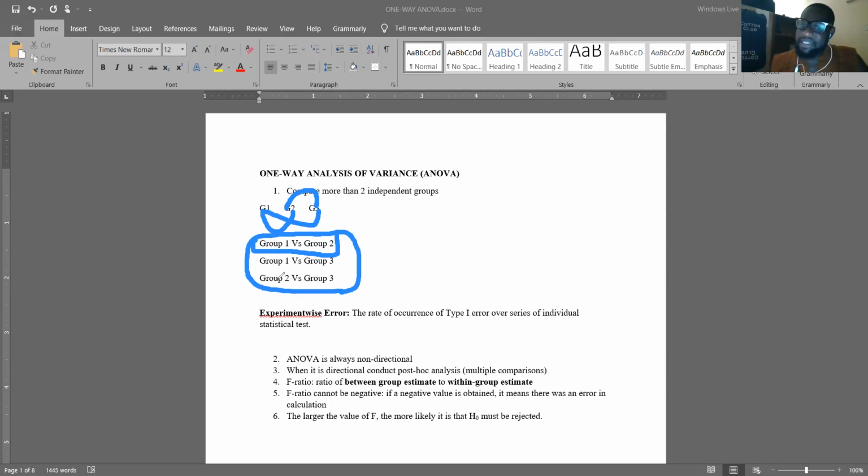So we normally say that when you run independent t-test severally, you are bound to commit an error known as experiment-wise error. Why are we saying that? Whatever test you'll be using, you set your level of significance to be 0.05. And I said the level of significance is related to type 1 error.